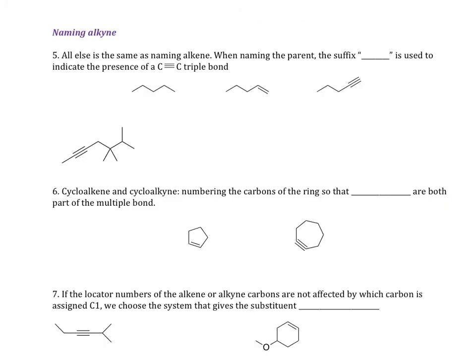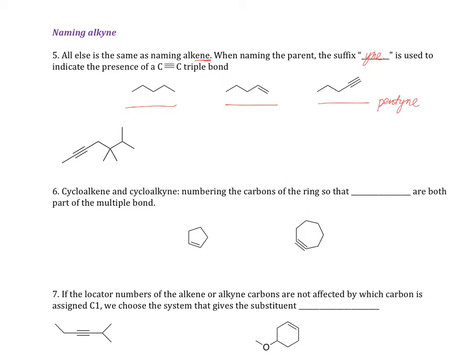Okay, so the next one is naming alkynes. As I mentioned earlier, the only difference is the suffix. So going from ene to yne, alkene to alkyne. So pentane, pentene, and this one would be pentyne.